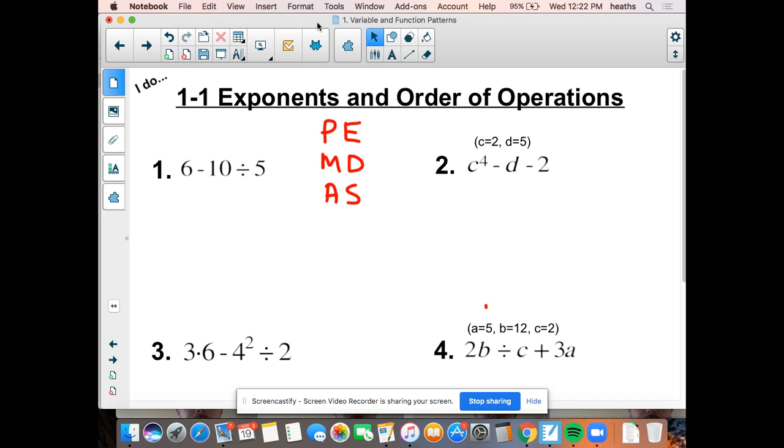What's up, everybody? We're back to work on some problems for 1-1, exponents and order of operations.